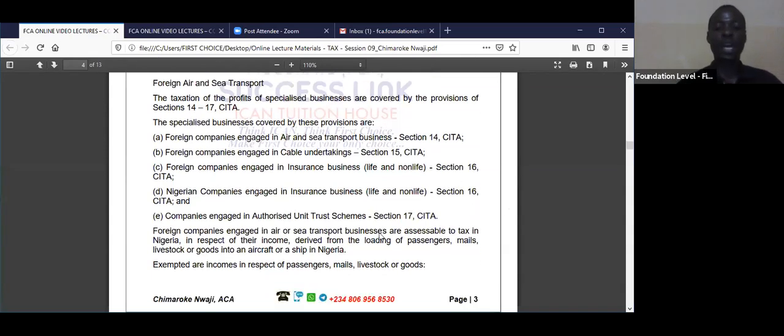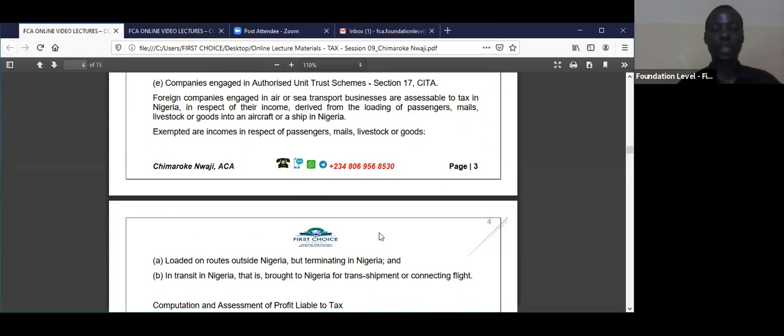So let's look at the provisions, okay? Foreign companies engaged in air or sea transport business are assessable to tax in Nigeria in respect of the income that they got in Nigeria, which includes income derived from loading of passengers, mails, livestock, goods, which we call cargo, into aircraft or ship in Nigeria. Exempted are incomes in respect of passengers, mails, livestock, or goods: A. loaded on routes outside Nigeria but terminating in Nigeria, and also in transit in Nigeria, that is, brought to Nigeria for transshipment or connected flights.